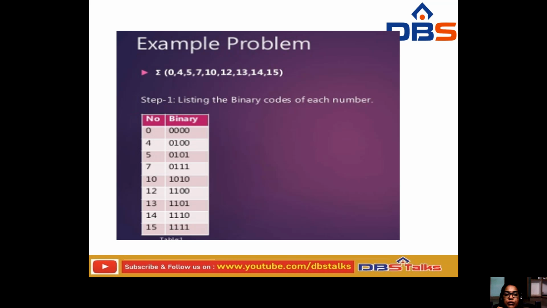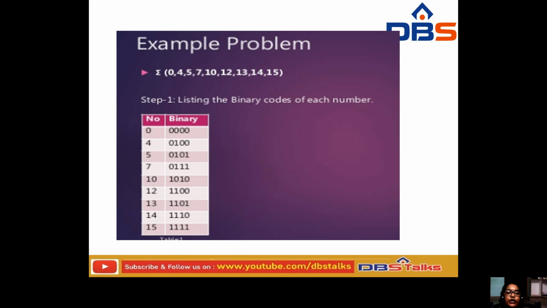If you have observed, it is a 4 variable K map that we are going to use. 4 variable K map means we have to use 4 variables. The numbers are 0, 4, 5, 7, 10, 12, 13, 14 and 15. These are the terms. If you have observed this, this is step 1: you have to write down the binary codes for each number. See, the binary code for 0 is 0, 0, 0, 0.